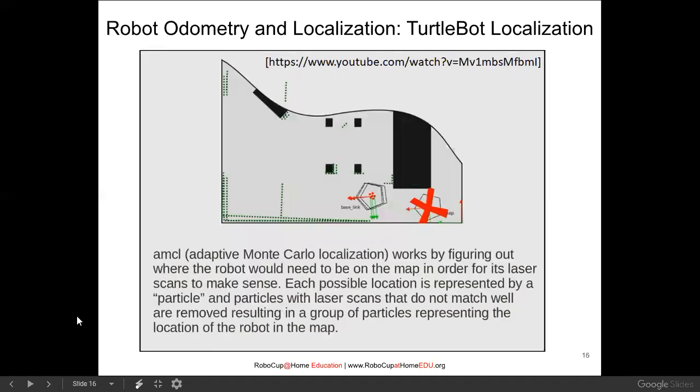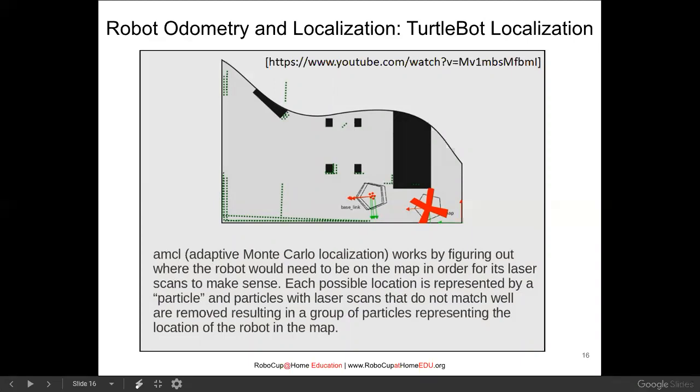Okay, right. So AMCL stands for Adaptive Monte Carlo Localization. It will try to figure out where the robot needs to be on the map in order for its laser scan to make sense. So you want the laser scan to match with a possible location in the map. For example, at any point of the map, when your robot stands there, you can estimate what the laser scan will be based on the map. That is the map information, and it can give you the possible laser scan data.